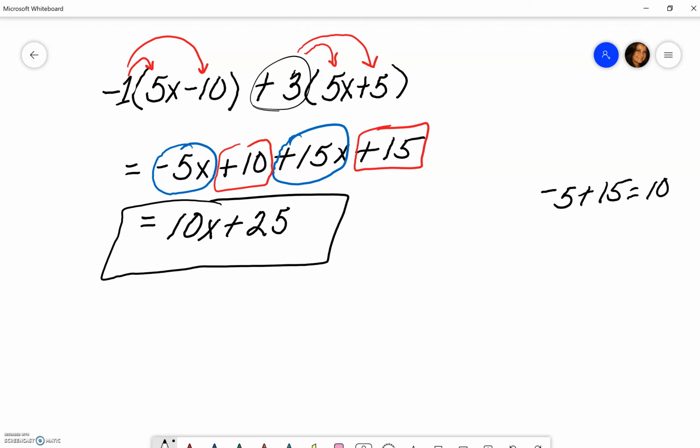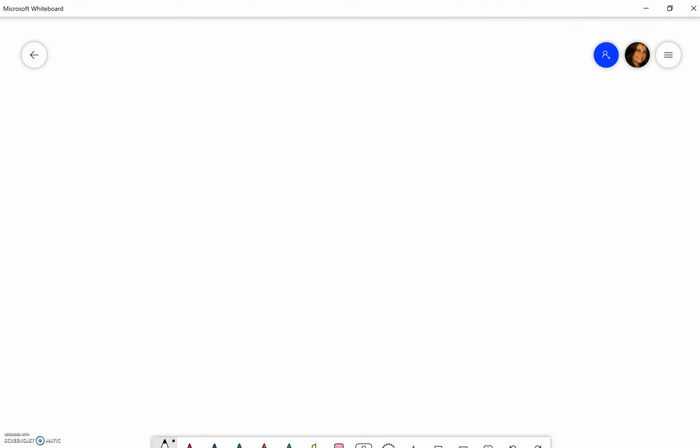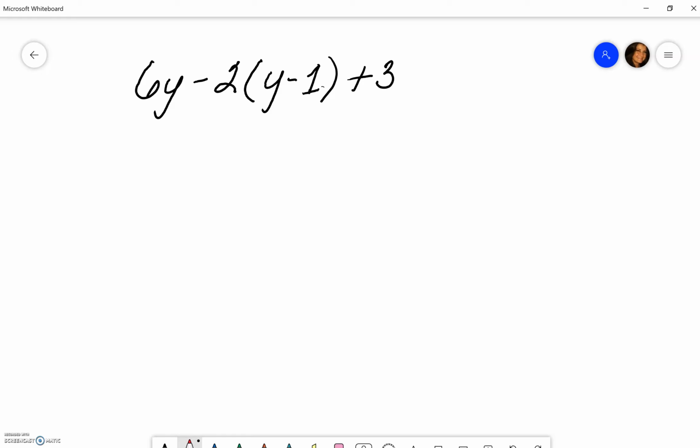Okay, let's try this one here. So if we have something like 6y minus 2 times y minus 1 plus 3. So the first thing I would start evaluating, I'm like, well, we got to do order of operations. Can I do anything inside the parentheses? I cannot. So the next thing is I can't do any addition and subtraction until I multiply. So we have to multiply before we can add and subtract.